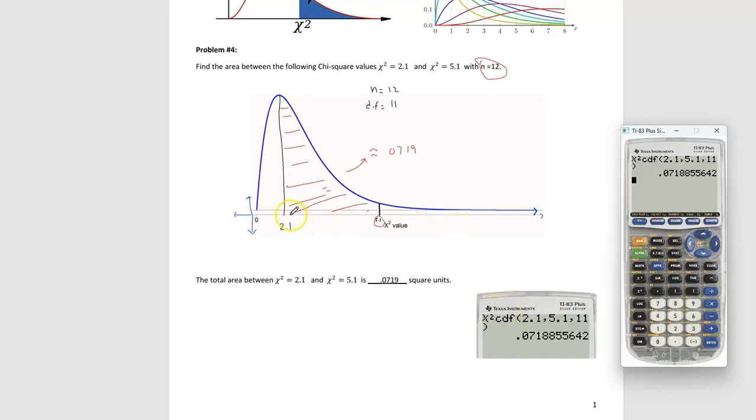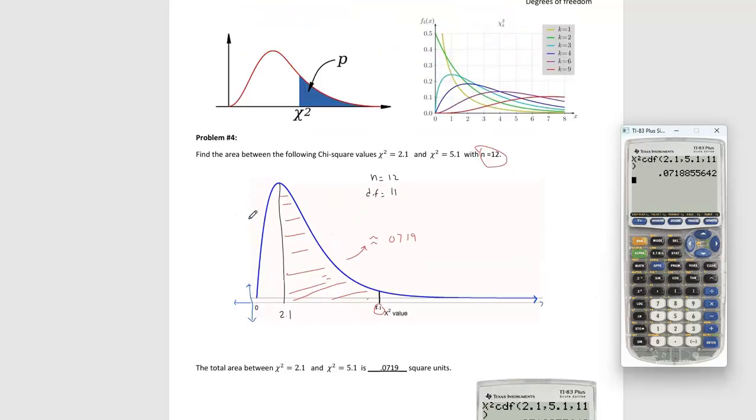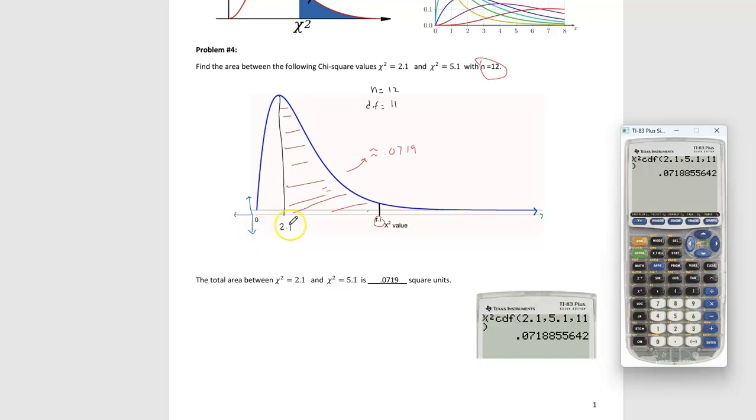So the chi-square distribution goes theoretically all the way to positive infinity, and then it technically may not go all the way to negative infinity, but the calculator for unbounded problems is going to require a very large value on the right and a very negative value on the left. This one doesn't actually involve that case because it's going from 2.1 to 5.1. But that's actually it for problem 4. Don't forget to put some sort of a sentence.